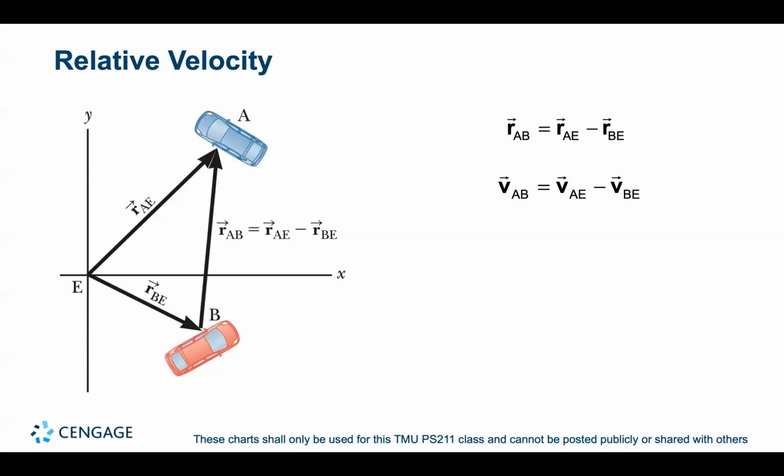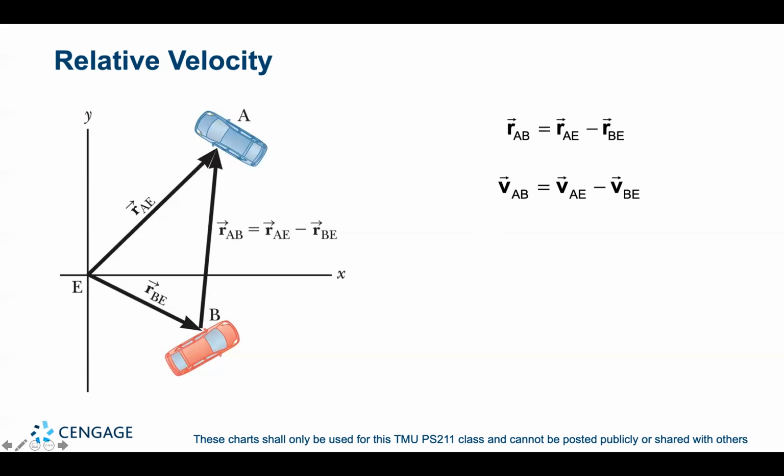So how do we figure out R sub AB, the position of car A as measured by the observer in car B? We simply draw an arrow pointing from car B to car A, which can be obtained by subtracting R sub BE from R sub AE. So this is what we're trying to come up with.